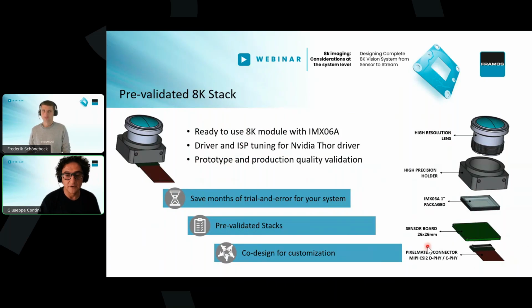So we talk about a sensor board with a packaged image sensor, a high precision lens holder, and a high resolution lens paired to the sensor. Regarding the interface, we consider using our PixelMate connector and providing a MIPI C-PHY and D-PHY interface that could be connected to NVIDIA, Qualcomm, and other platforms that support that, right?